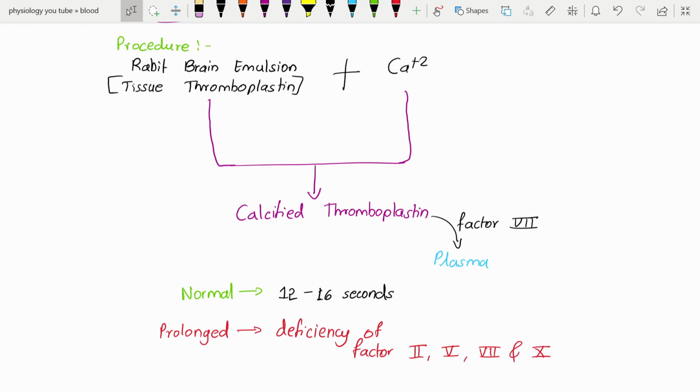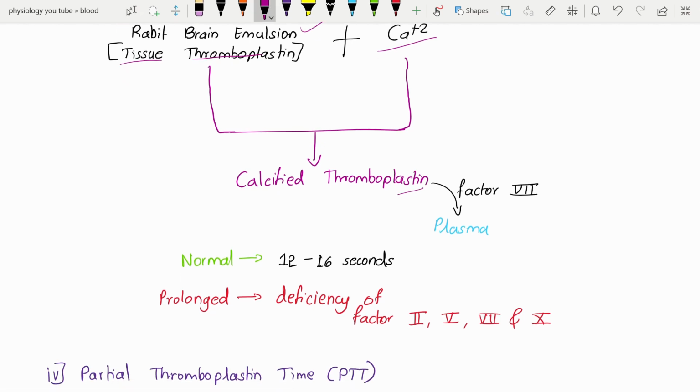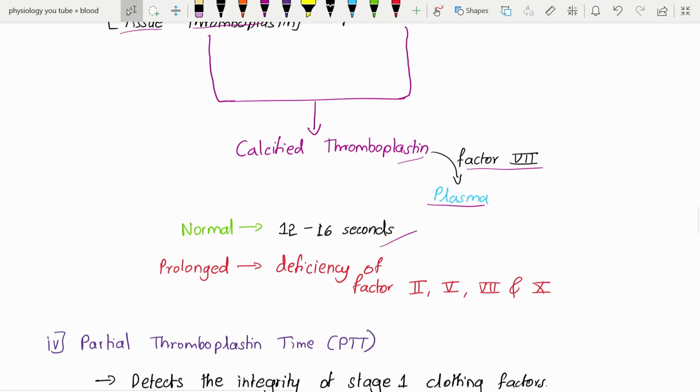Okay, the procedure. We are getting the tissue thromboplastin from the rabbit brain emulsion, and we are adding this with the calcium, and this calcified thromboplastin is incubated in the plasma in presence of the factor 7. Then there forms the clot. It is said to be normal in range of 12 to 16 seconds. It is prolonged in deficiencies of the factor 2, 5, 7 and 10.